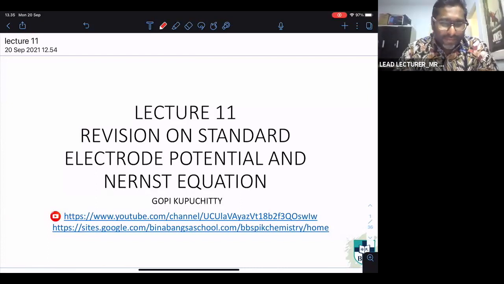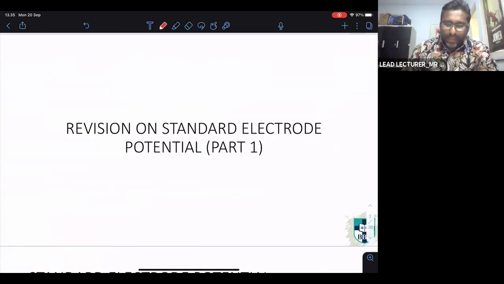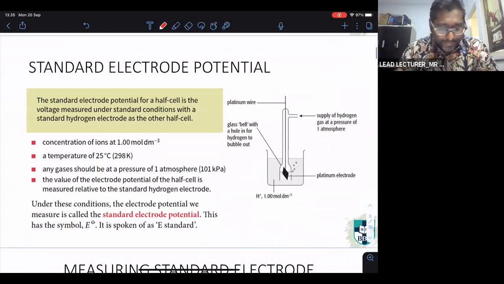So the lesson that we are going to do today is, first, a revision on standard electrode potential, and then the second part is going to be our Nernst equation. If you look at what we have done in the previous lesson, we discussed standard electrode potential.